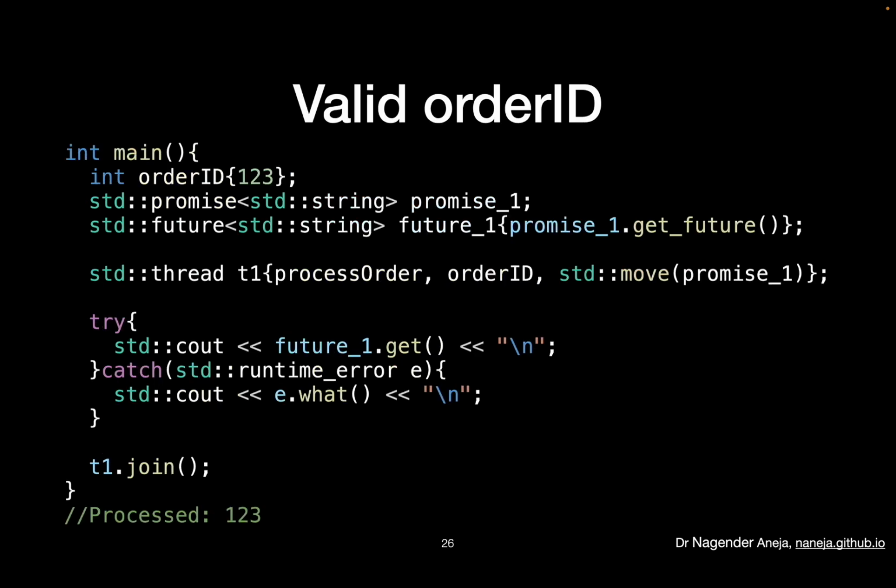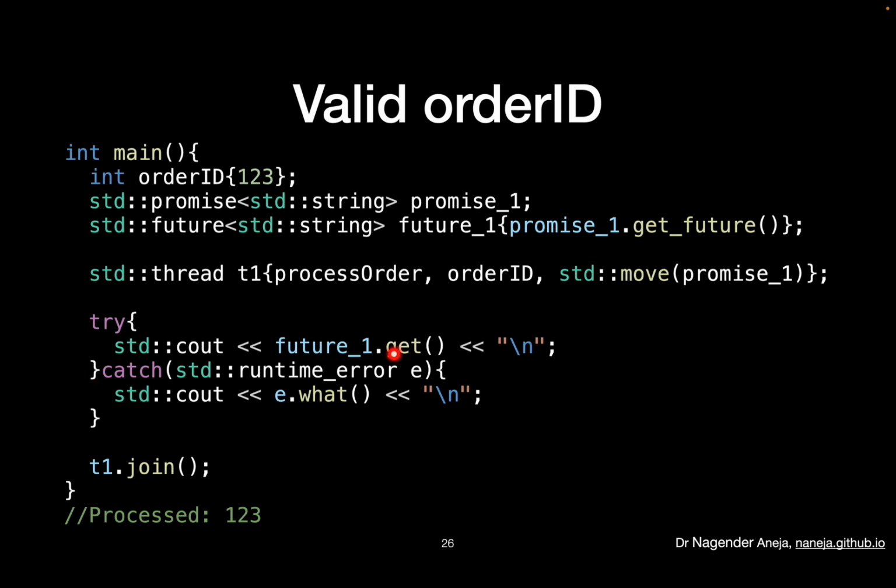And in the main, we can have, for example, a positive number 1 to 3, and we still create the promise one. We create the future one linked with the promise one, and we pass process order ID, and we move the promise. And in the try-catch, we can check future. We can try the get also, because we know that this get function can return an exception also. So we must have the try-catch.